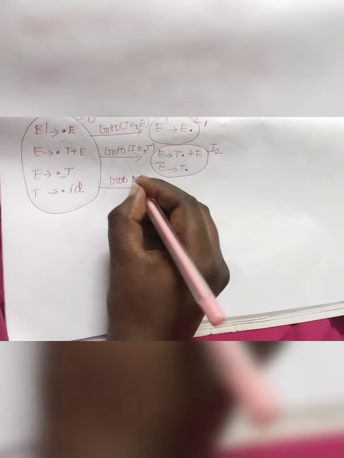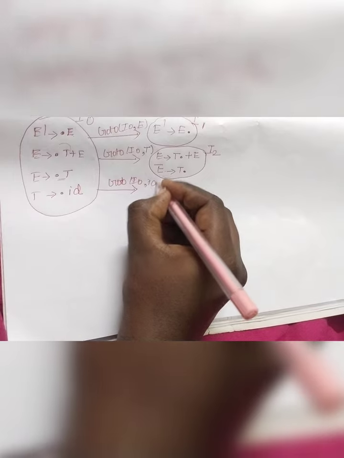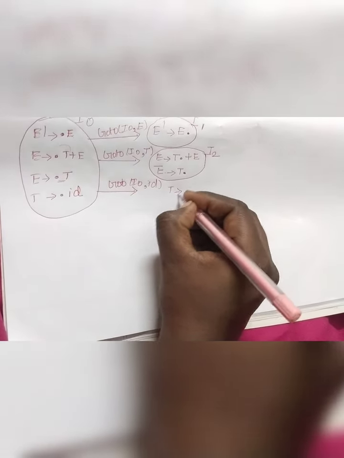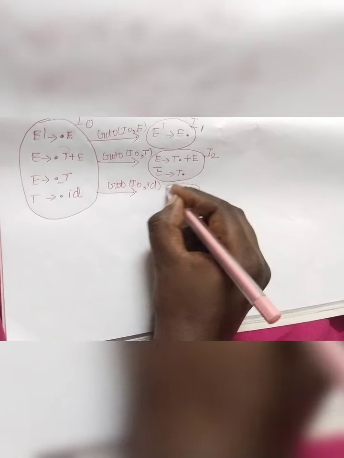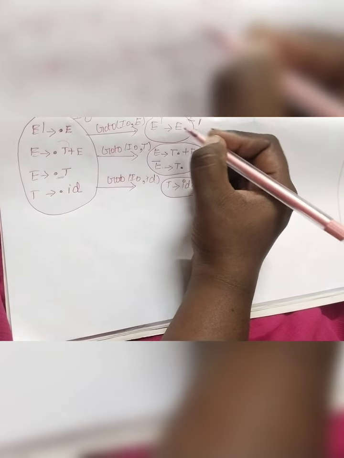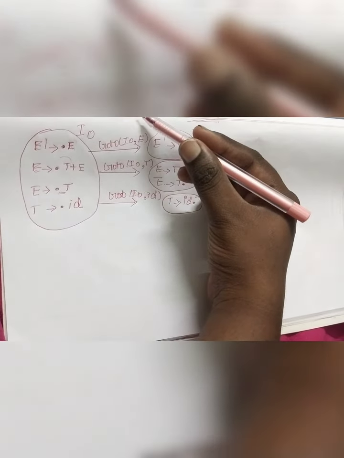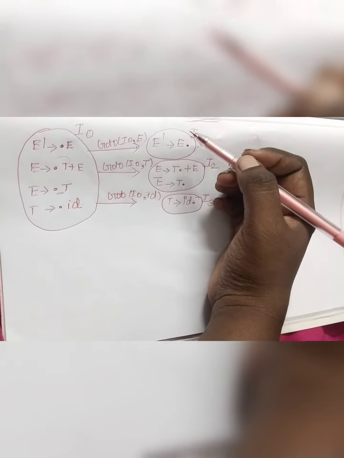Goto of I naught comma the final item. This is an ID. So you have to move like T tends to ID dot. This is item number 3. So only one layer is completed for this. Then we will go for the next layer. Here, if the dot ends now, the production rule is completed. So I think you have understood the goto function. This is a goto function.